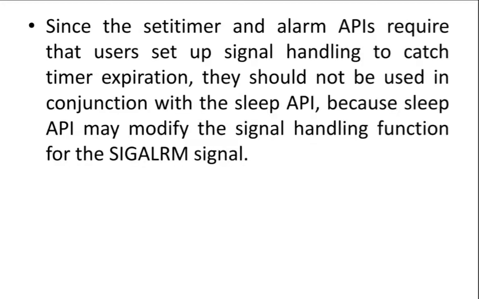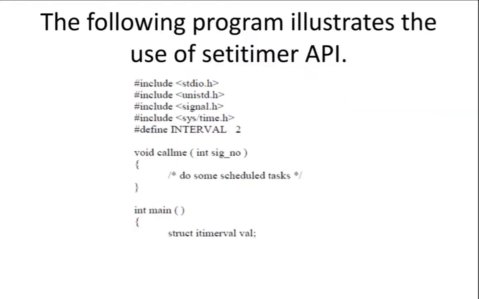One more important thing, the set timer and alarm API require that the user set up signal handling to catch the timer expiration. They should not be used in conjunction with the sleep API. Right? Both set timer and alarm API need signal handling to catch the timer expiration. So you can't use the set timer and alarm API in conjunction. Don't do that, modification may happen. Either use set timer or use alarm API. Both of them need some signal handling to catch the timer expiration.